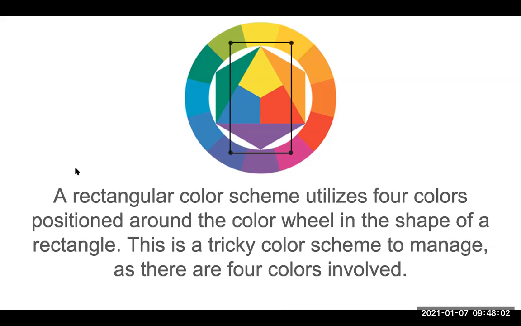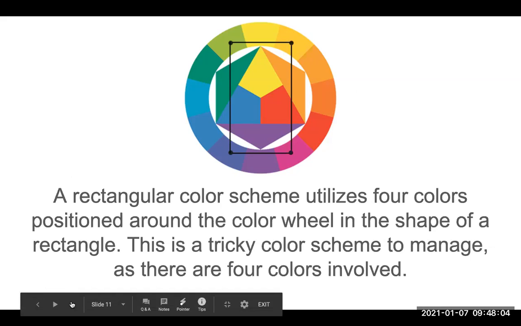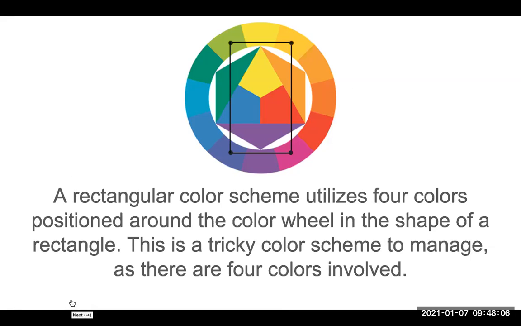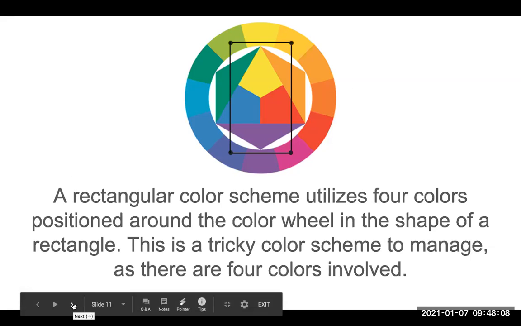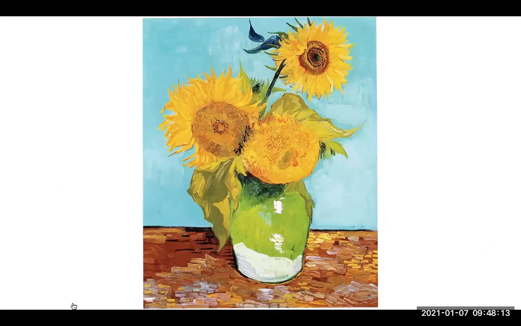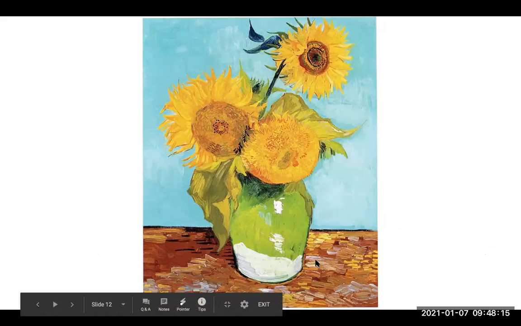However, this is a rectangular shape that would be on the color wheel that you would choose the colors from. So it could be a little hard to manage with that because you have so many different colors to choose from. Here is an example of that. You've got yellows, greens, blues, and this kind of reddish color, which actually is brown into here.